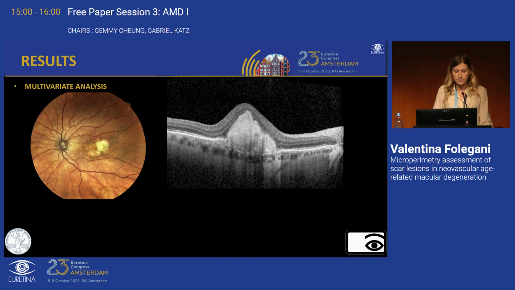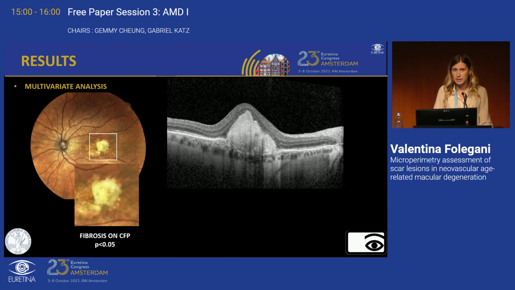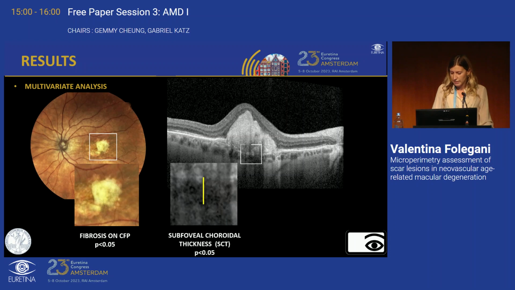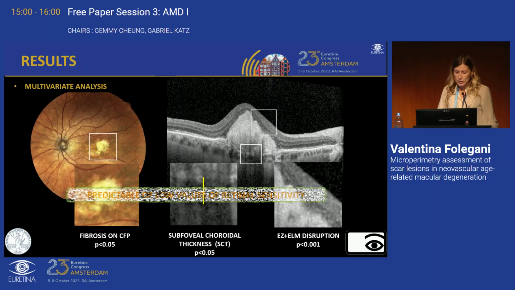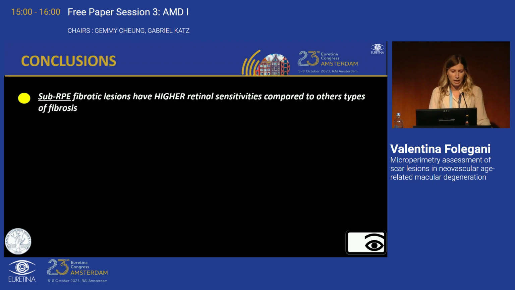With the multivariate analysis, we also tried to identify which factors influence our retinal sensitivity, and we had significant results for the presence of fibrosis at color fundus photography, a reduction in the subfoveal choroidal thickness, and the disruption of the ellipsoid zone and external limiting membrane. So these three factors seem to be predictors of low values of retinal sensitivity. So this is our conclusion.